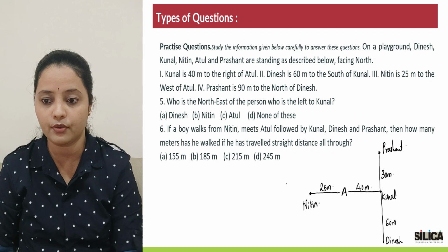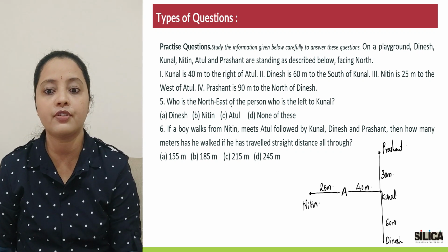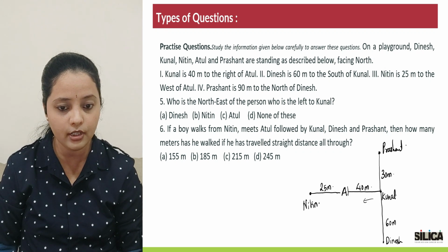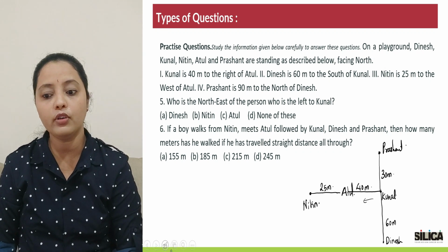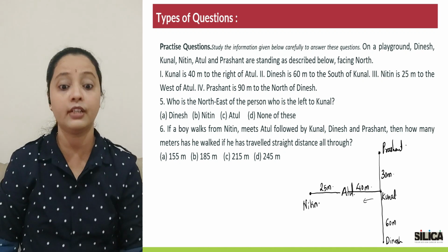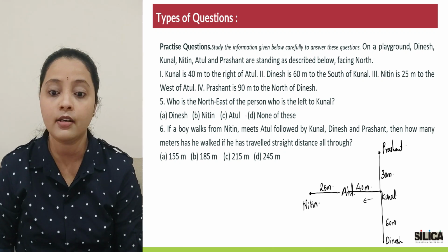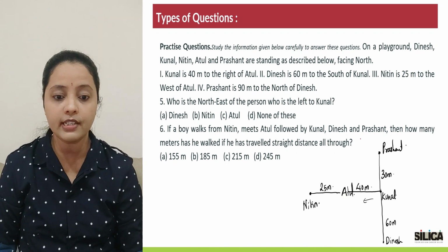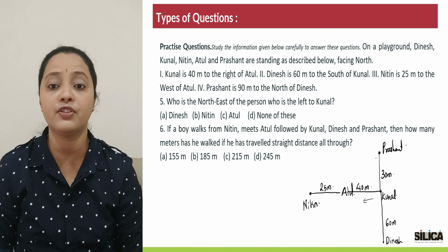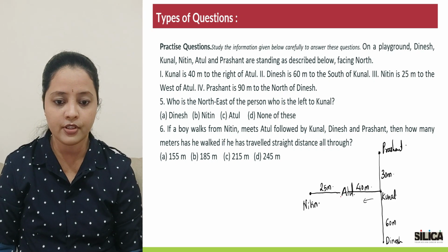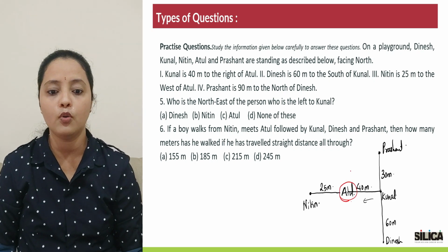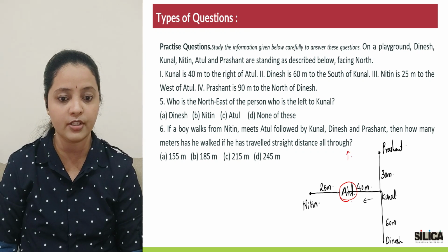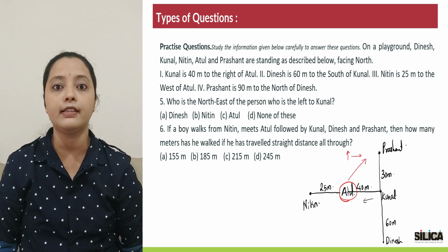Now what are we supposed to do? They are asking you who is northeast of the person who is to the left of Kunal. If you check to the left of Kunal, we have Atul as well as Nitin. So you could take reference of any one of them because both are to the left of Kunal. And then whoever is to the left of Kunal, that person's northeast direction is located by which of the guys. So I can take reference of Atul. With reference to Atul, who is to the northeast? North means on the top, and east means on the right hand side. So kind of like this direction.